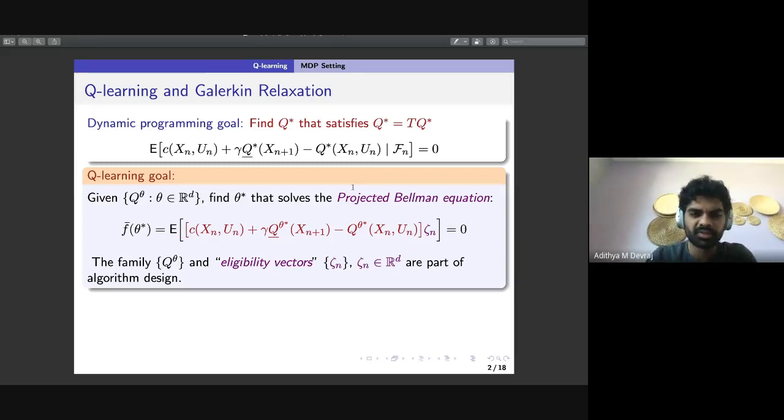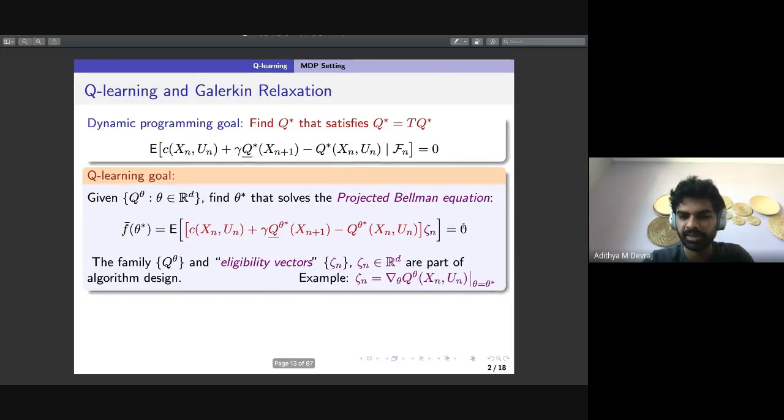So specifically, let's consider a parameterized family of functions Q theta. So I'm using theta to denote the parameter vector. The goal in Q learning is to find this optimal parameter vector theta star that solves this projected Bellman equation, wherein we have taken this term inside this conditional expectation without the conditioning and multiplied it with a d-dimensional random vector, which is popularly known as eligibility trace or eligibility vectors in the reinforcement learning literature. And the goal is to find theta star so that this expectation is equal to 0.